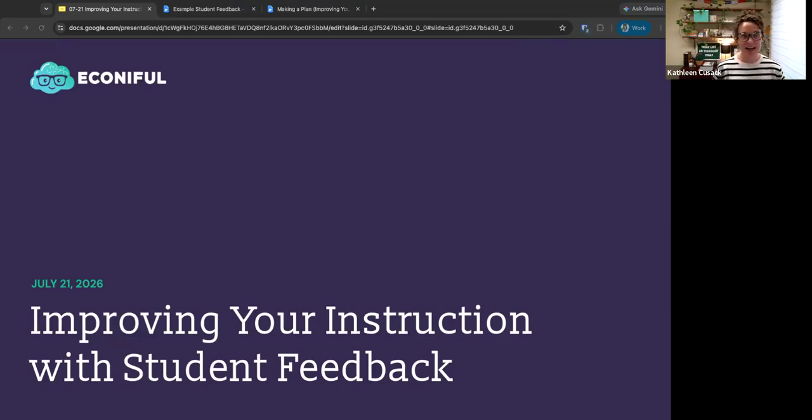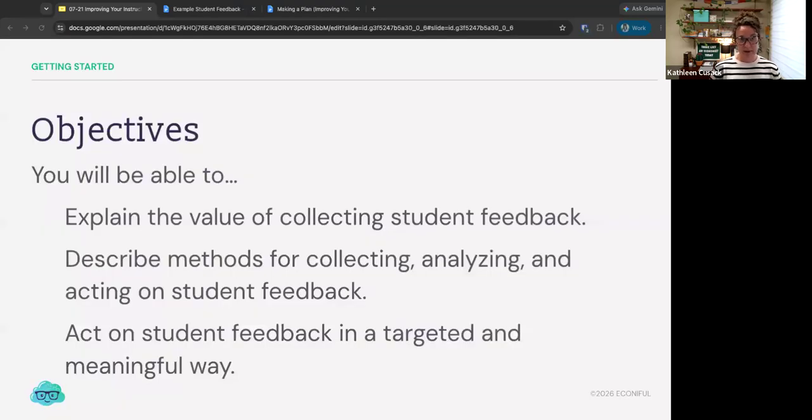I'm Kathleen Cusack. I am the Director of Curriculum here at Econoful, if I haven't had the chance to meet you. Thank you for being here, and today I'm really excited to look at how student feedback can become a powerful and practical tool in your professional toolkit. My hope is that you will leave here today with a structure for how to obtain and analyze student feedback so you can intentionally act on it to strengthen your instruction in the upcoming year.